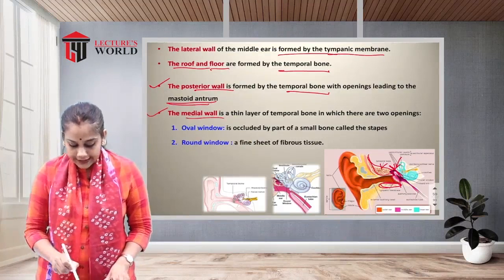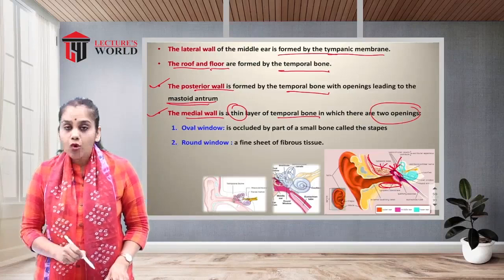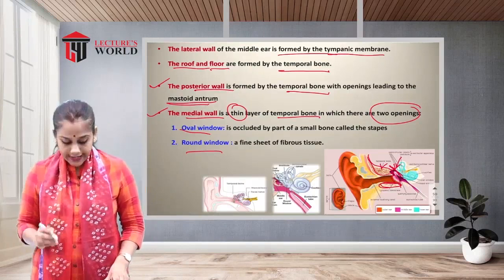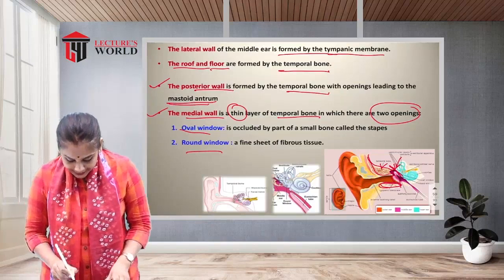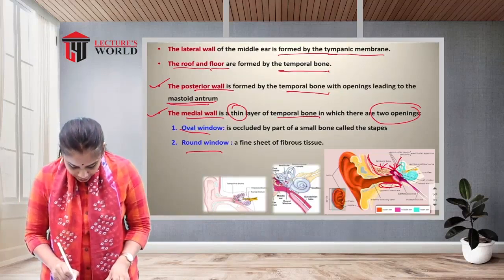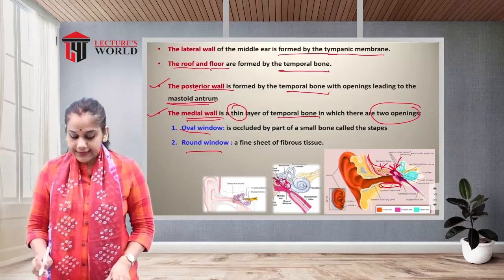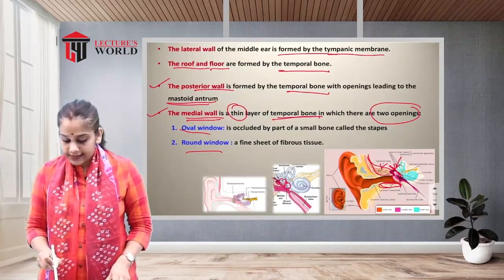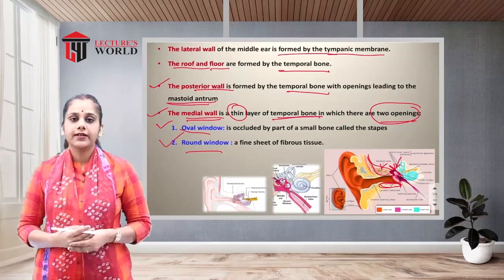The medial wall is a thin layer of the temporal bone in which there are two openings. Which are the two openings? The first one is the oval window, the second one is the round window. You can see here the oval window and here the round window.